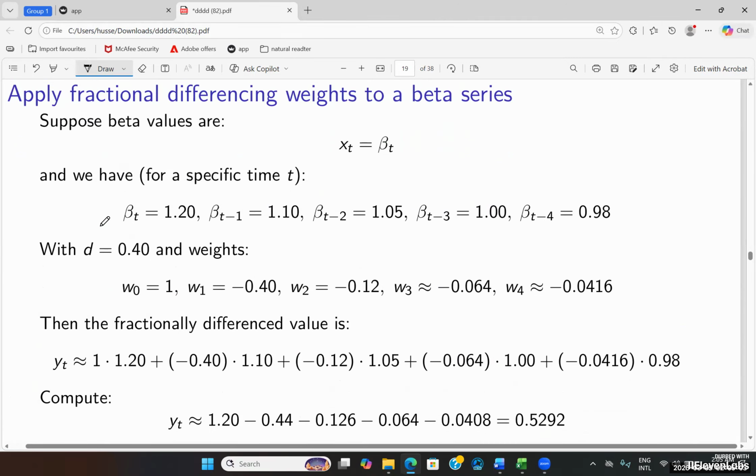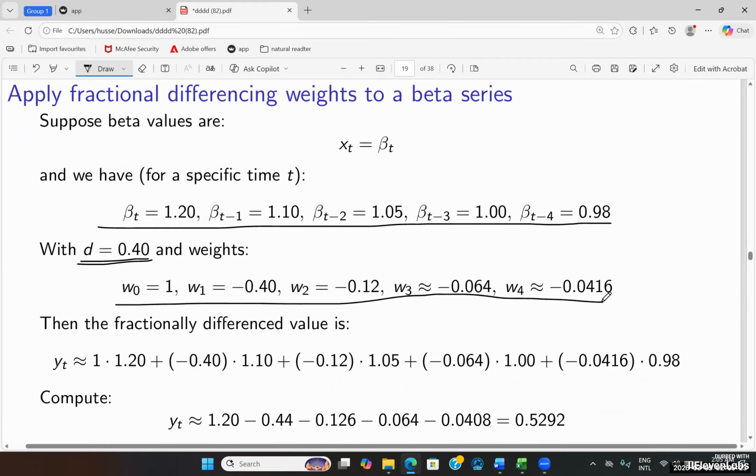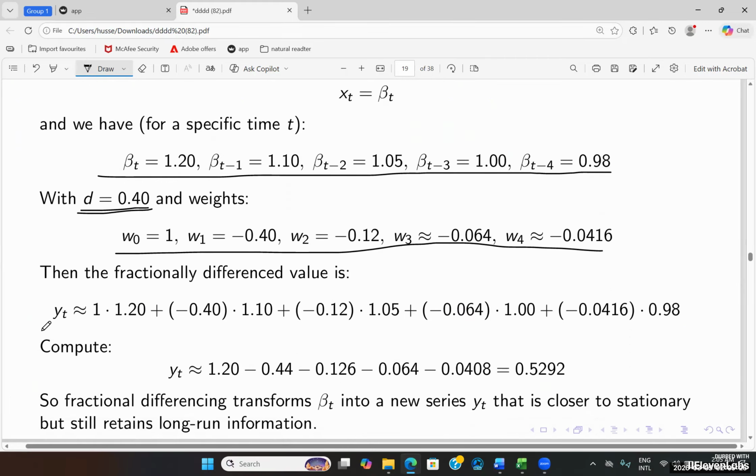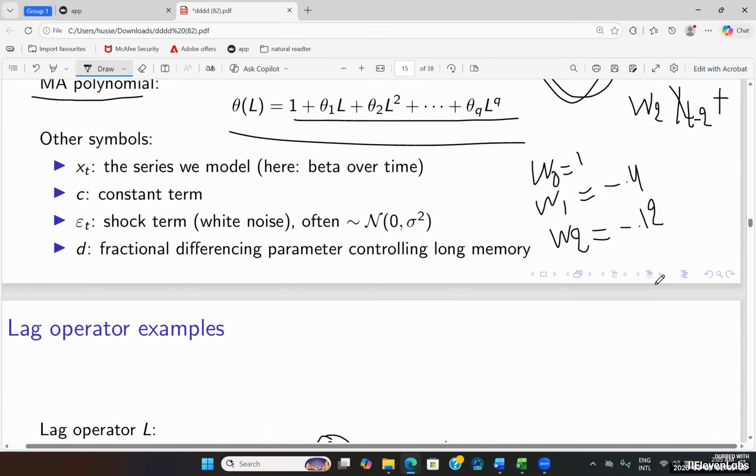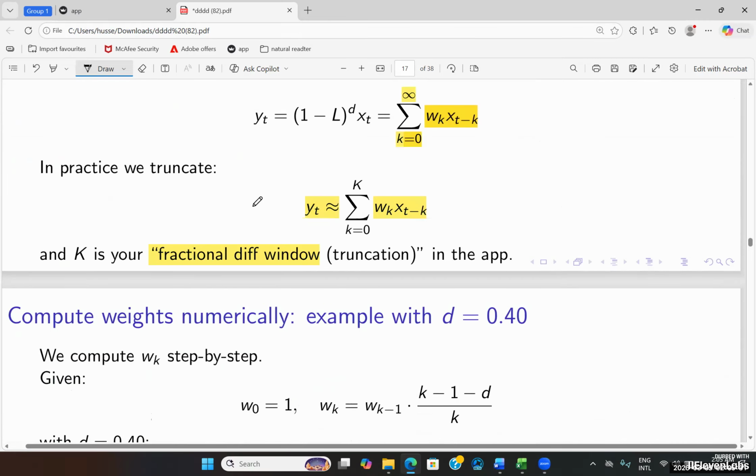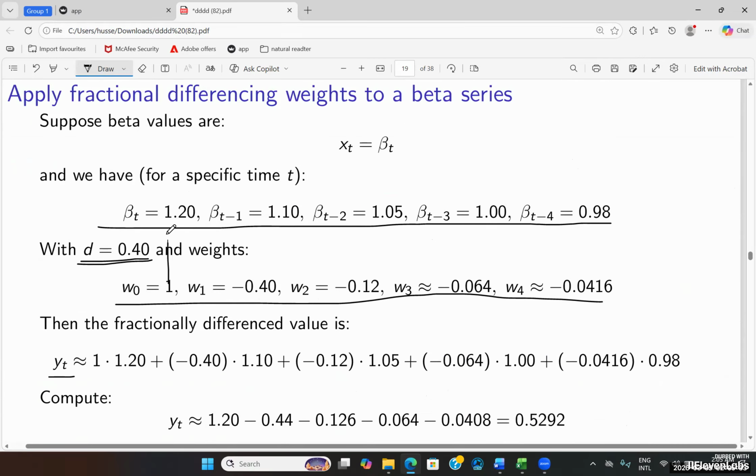So, for example, in this situation, consider the original variable xt, which represents our beta value. We have the current period's observation at 1.2, the lagged value from the previous period at 1.1, the value from the previous 2 periods at 1.005, and so forth. And then if we set d, the fractional difference, to a value of 0.4, we would obtain these particular weights. And if we apply the YT equation that I previously wrote down here, we're essentially multiplying each weight by its corresponding beta value, doing the same for the next pair, and subsequently summing all of those results together.